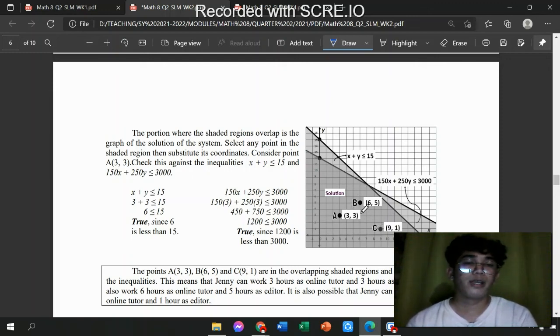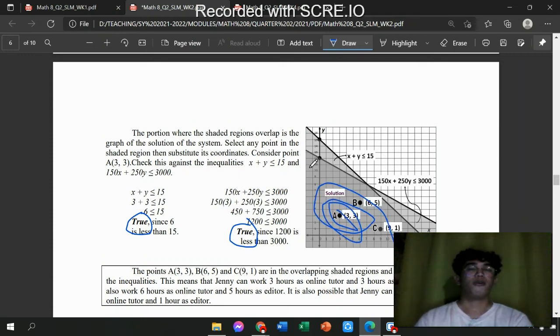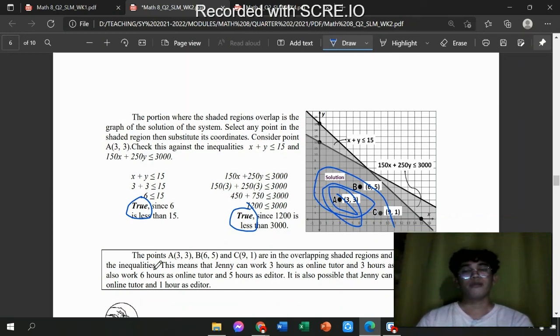So kining atong mga gipili nga points, ang x ug y ani atong i-substitute pod sa duha ka inequality. Then, kung true tanan ang answer, that confirms nga this area, ani nga area makita ang solution sa atong system of linear inequality. So the points A, which is 3 and 3, B, 6 and 5, and C, 9 and 1 are in the overlapping shaded regions and therefore satisfy the inequalities.